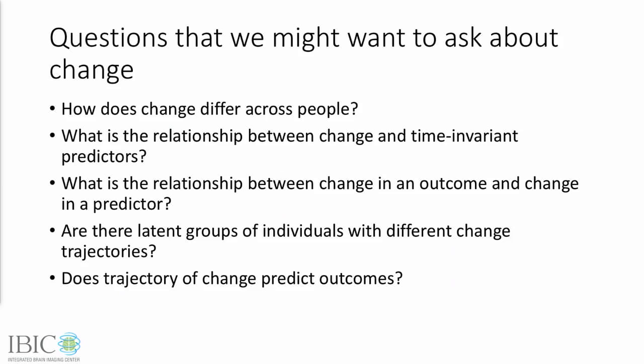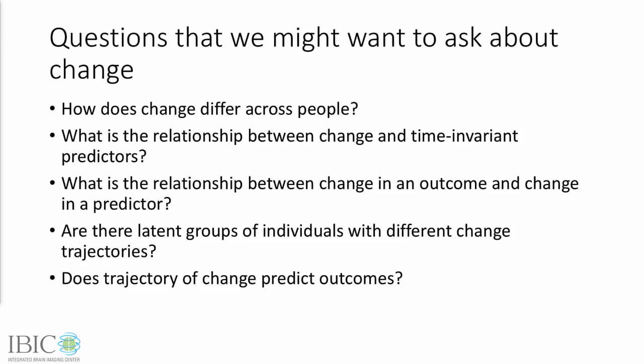These are some questions that we might want to ask about change. First of all, once you understand the form of change, you might want to know: does that differ across individuals? We might then ask, what is the relationship between change and time-invariant predictors? So for example, do people with a specific genetic subtype have a steeper slope of decline in Parkinson's disease? We then might ask, what's the relationship between change in some outcome measure and change in a predictor? So does change in functional connectivity relate in some way to change in cognition?